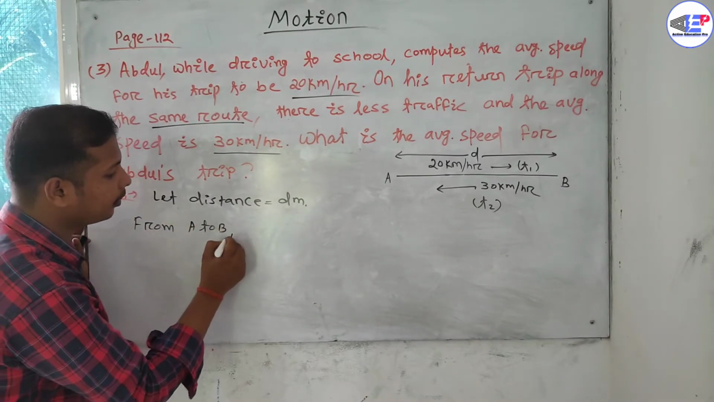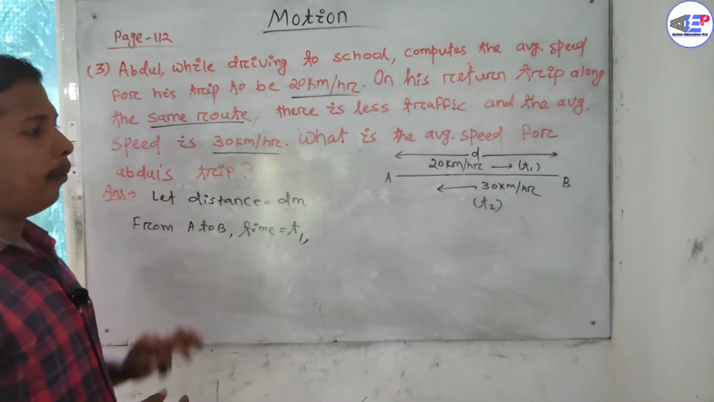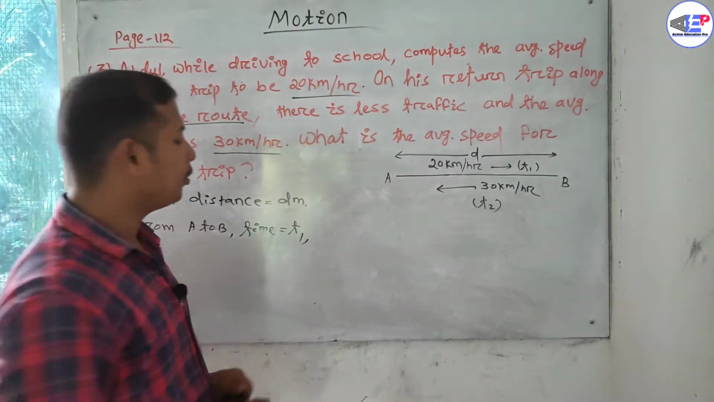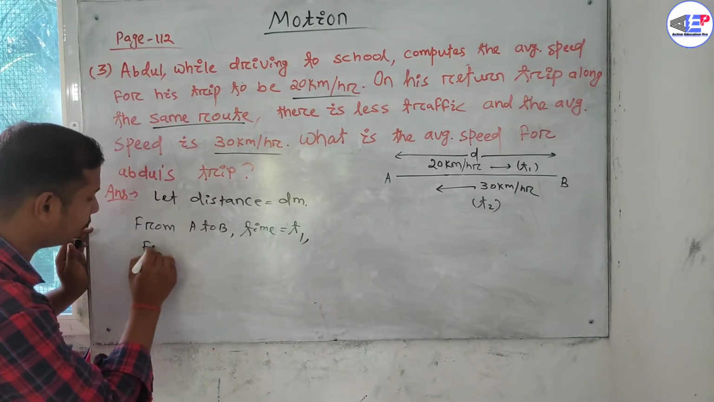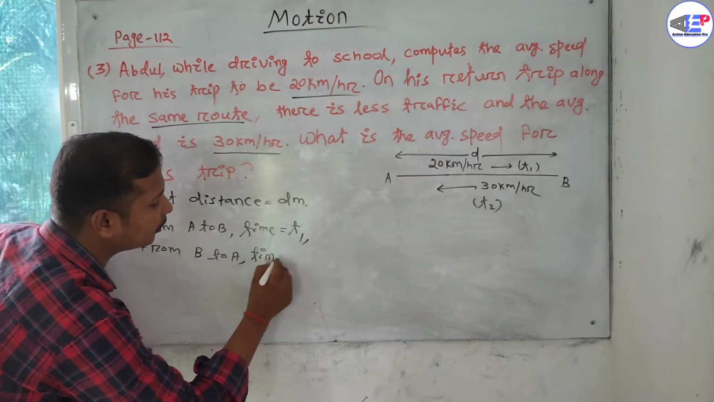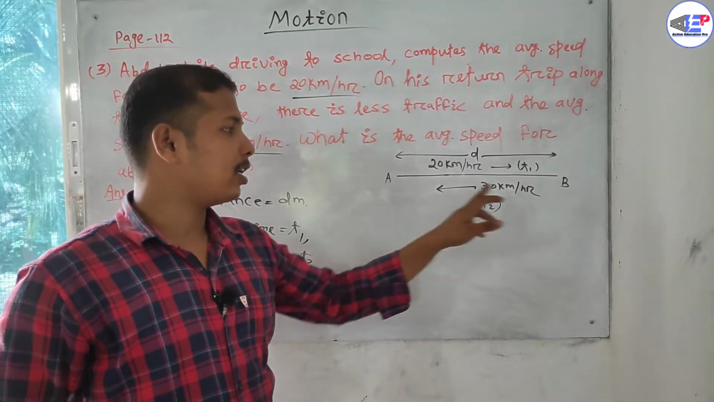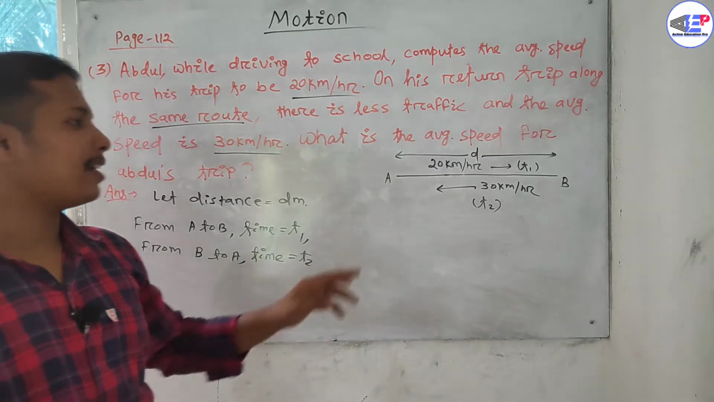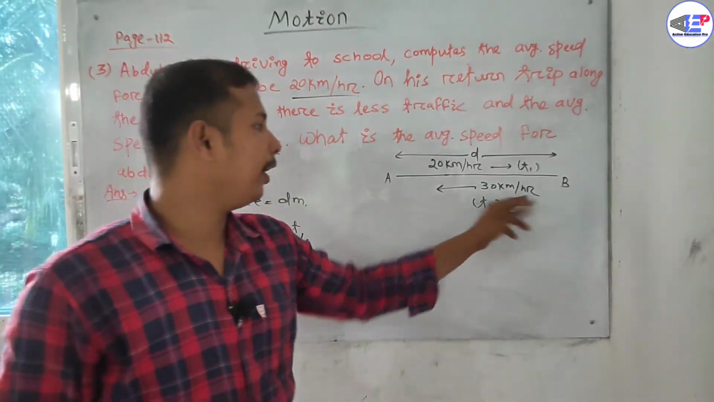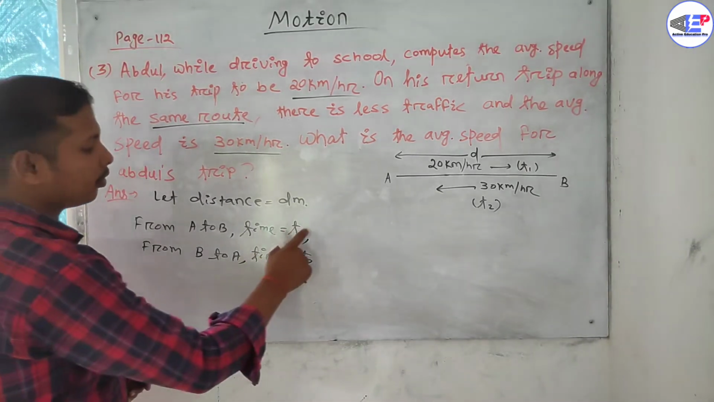From A to B the time is t1, and from point B to A the time taken by Abdul is t2. The question is given that Abdul travels along the same route, that is, first it covers distance d meter from point A to B, and returning from point B to A it travels the same distance, d meter. We have to find out the two times.